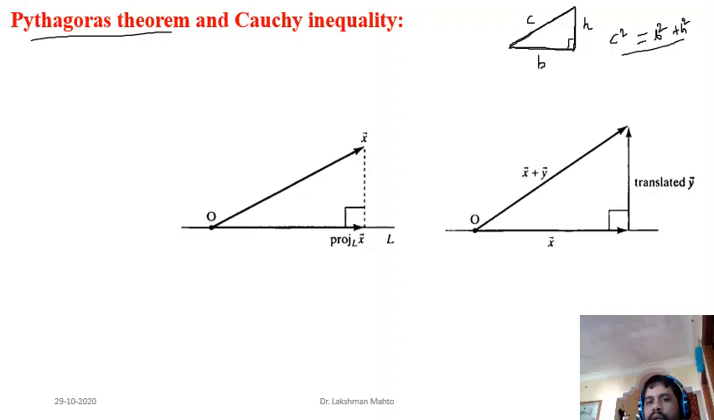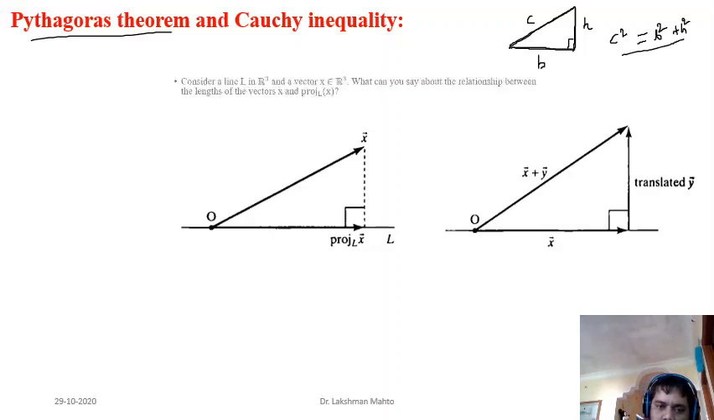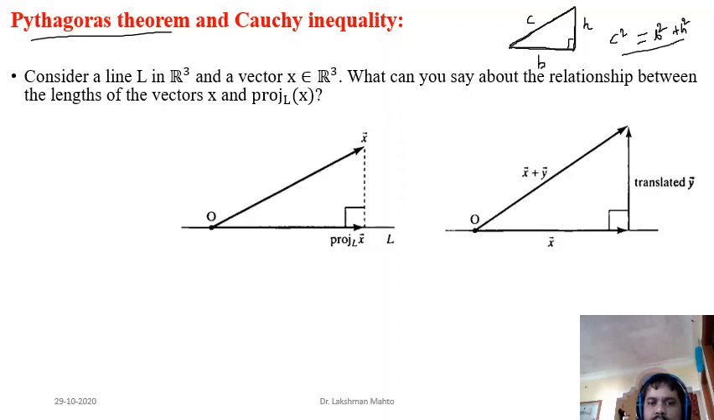What message I want to convey. So it is a what theorem? This theorem we are calling Pythagoras theorem. So how is it related with orthogonal decomposition of a vector into two parts? One is the projection part and another one is the orthogonal part.